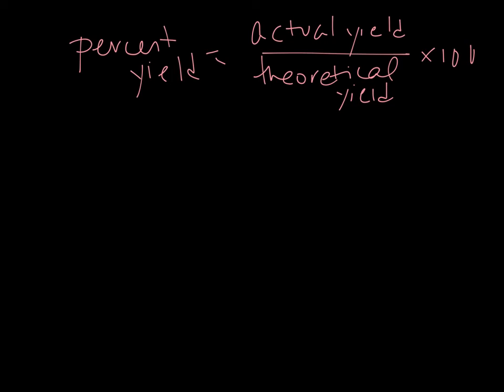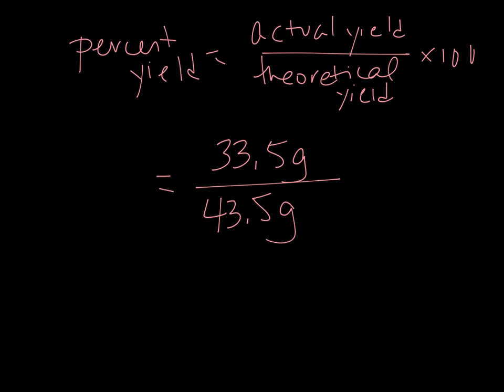So our actual yield, they're telling us, in this case, is 33.5 grams, and we calculated in the previous page 43.5 grams as our theoretical yield. So we need to divide that ratio, multiply by 100, and we will find our percent yield. I come up with 77.0% as our percent yield.